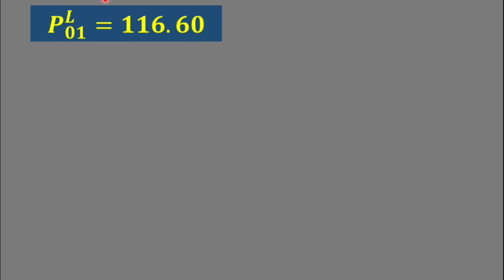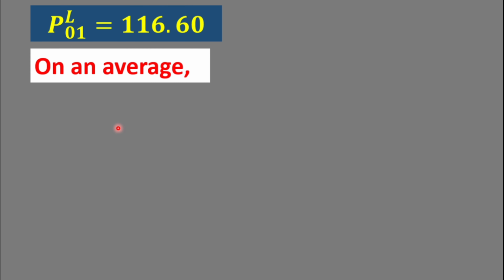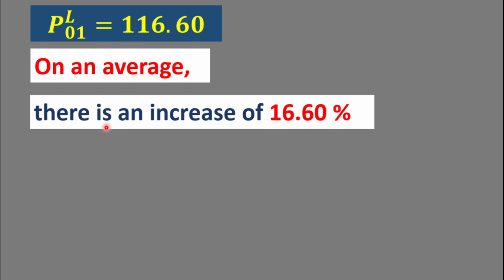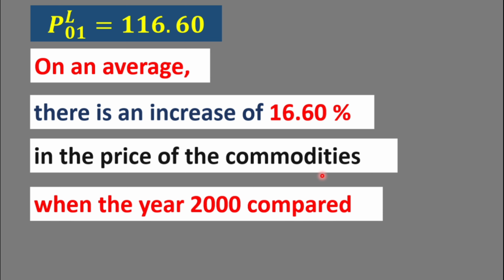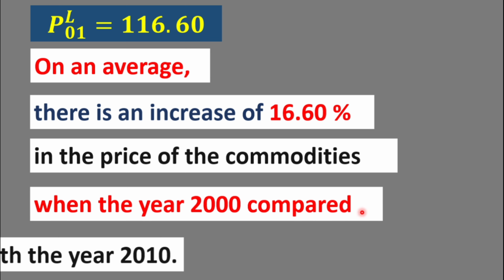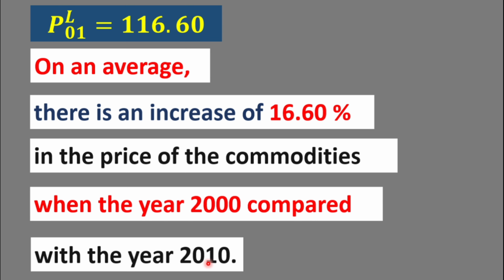This is the price index number for Laspeyres, 116.60. So a 16.60% increase. On average, there is an increase of 16.60% in the price of the commodities when the year 2000 is compared with the year 2010. So this is the average price increase from 2000 to 2010.